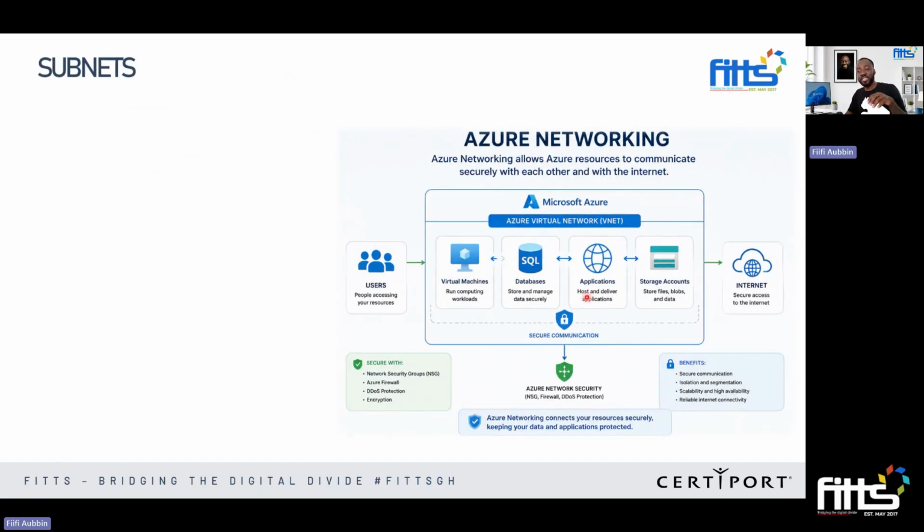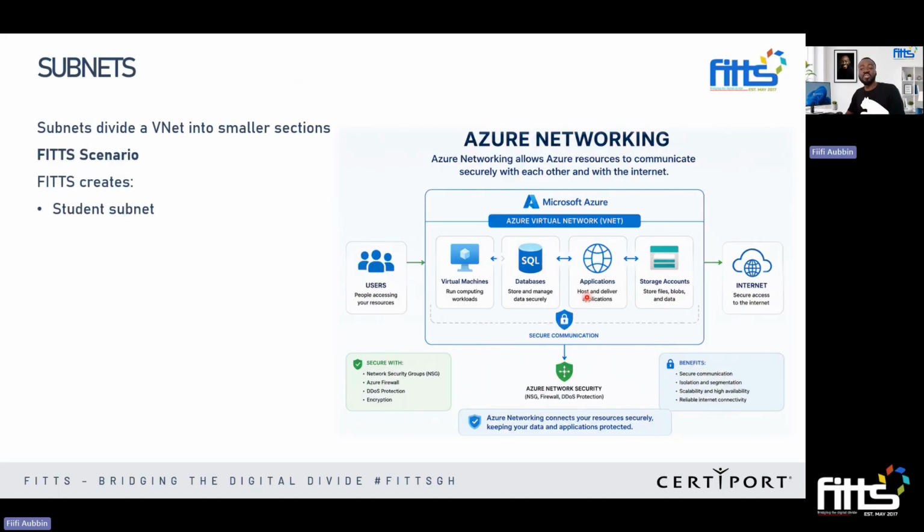So once you have your VNet, then you have the separate component, which is a subnet, where you divide a VNet into smaller sections, just like the room analogy, okay? So FITS creates a student subnet, it can be the kitchen. Staff subnet, it can be the hall. And server subnet, it can be the office within that building.